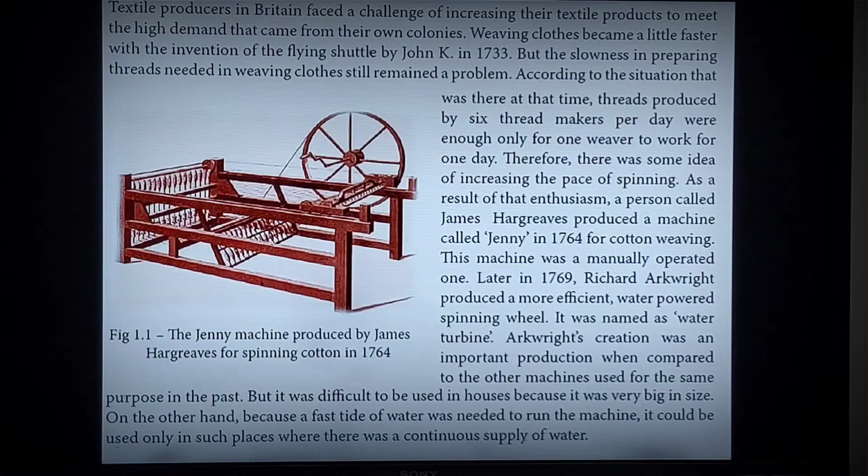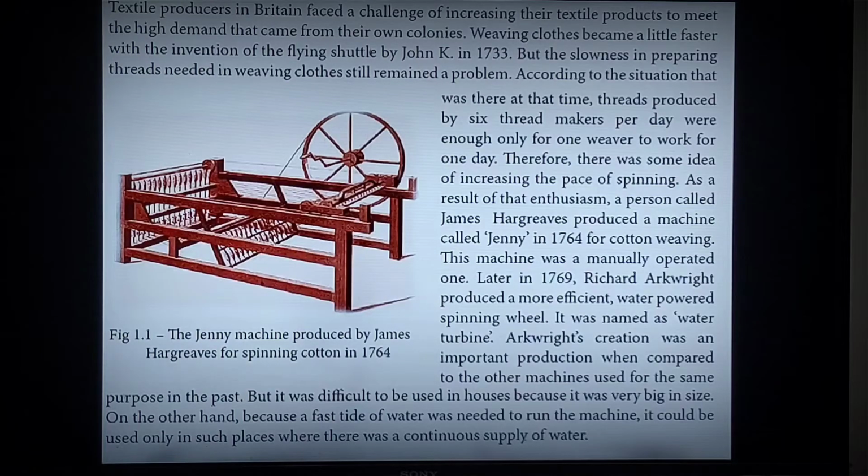But the slowness in preparing the threads needed for weaving clothes still remained a problem, because they had to supply clothes to the increased population. So high demands were there. According to the situation at that time, the thread produced by 6 spinners per day was not enough for only one weaver to work for one day. Therefore, James Hargreaves produced a machine called Jenny.